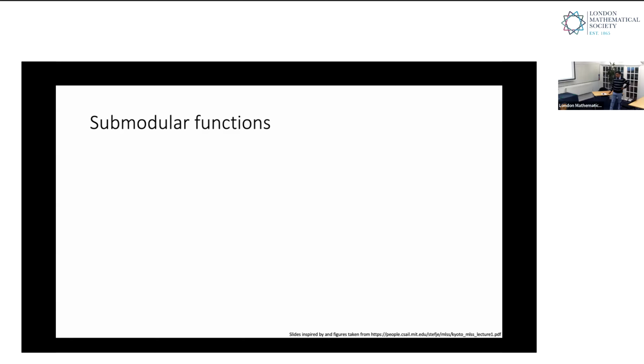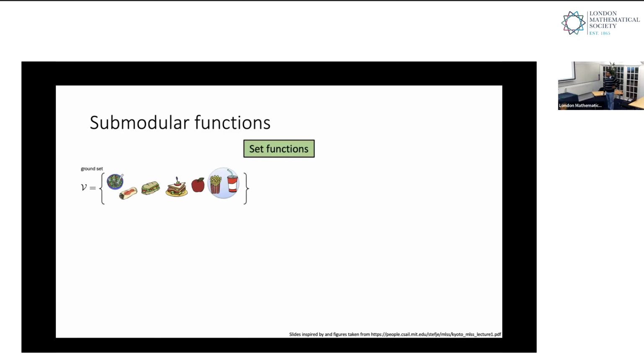So for that, I need a very quick introduction to something called submodular functions. Many of you have already seen what a submodular function is. This is just going to be a recap of it. So submodular functions are set functions. Think of it this way: there is a ground set of food items, and a set function is essentially the cost of buying a bunch of those food items. Essentially, it's a function which is defined on all subsets of the ground set.